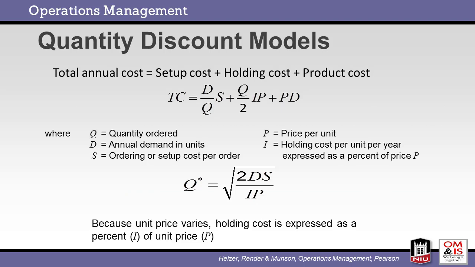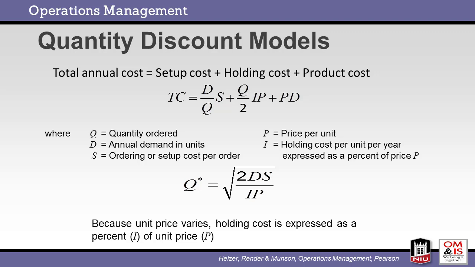The calculation for quantity discount model is shown here. We have added the cost of product to the setup and holding costs. We note that the holding cost is expressed as a percentage of the unit price rather than a fixed cost per item. We see the slightly modified economic order quantity Q star equation.